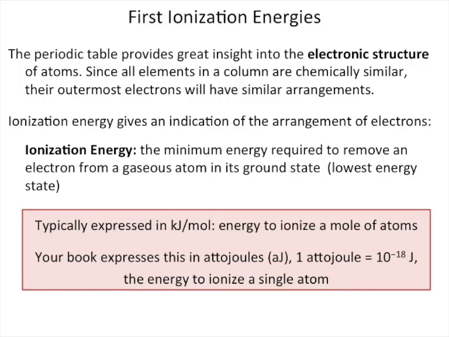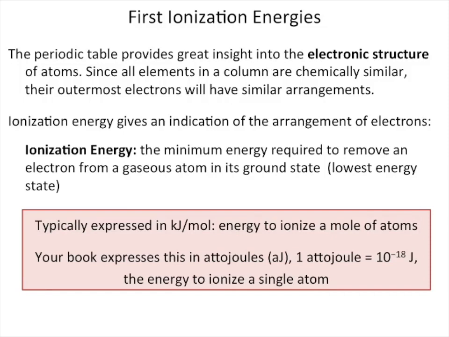So why are we talking about ionization energies? The periodic table provides great insight into the electronic structure of atoms. As discussed in the previous video, all elements in a column are chemically similar, and in order for that to happen, it turns out that their outermost electrons have similar arrangements. So ionization energy gives an indication of this.